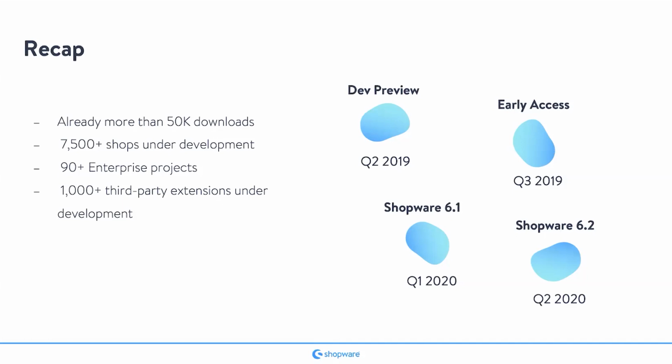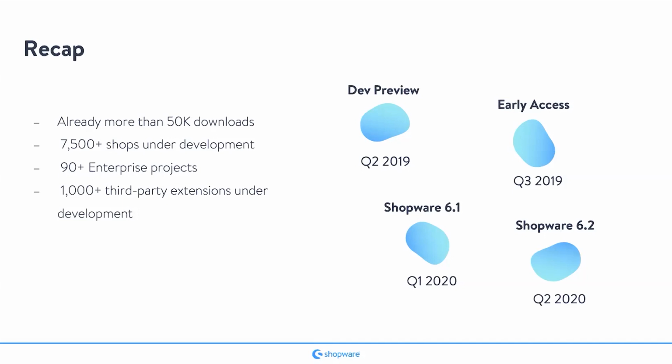And there are already more than 50,000 downloads, and 7,500 shops are in production or already live on Shopware 6. So even if we launched it just last year, there's already a bigger number developing on the platform, using the platform, developers adapting it, merchants adapting it. 90 plus enterprise projects are in development. And for us, an enterprise project is obviously every project where we can sell a so-called enterprise license. So maybe you have a different understanding about enterprise than we have, but maybe we can clarify it afterwards in the editions section.